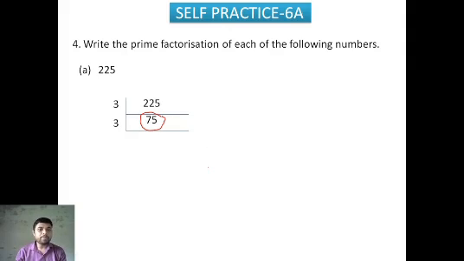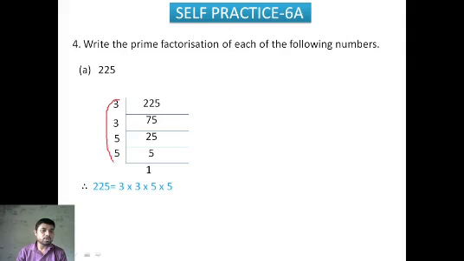Look, by 3, 25. Now 25 will go by 5, 5 fives are 25, so it will be 5. Now 5 fives are 1. You stop when you get a 1. Either you can stop where you get a prime number, or you stop at 1, no problem. Is it clear? Now write it. Look here, 225 is equal to the product of 3, 3, 5 and 5. This is the prime factorization. Is it clear, my dear students?